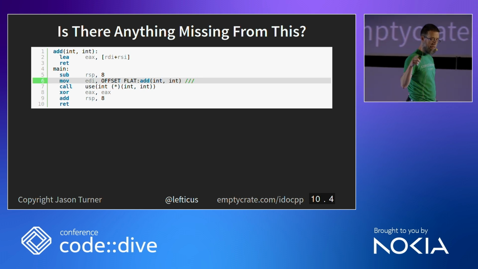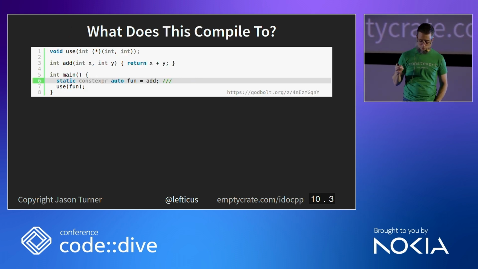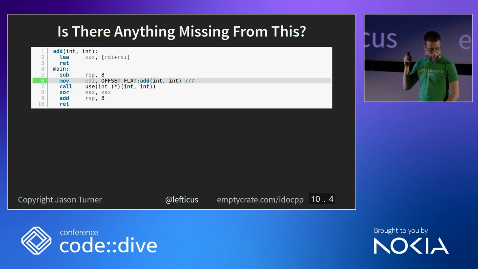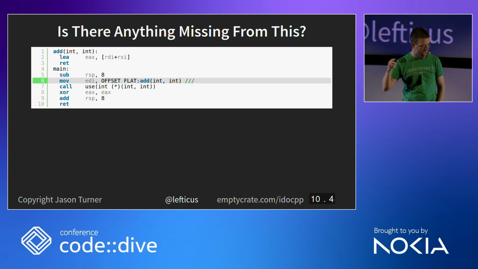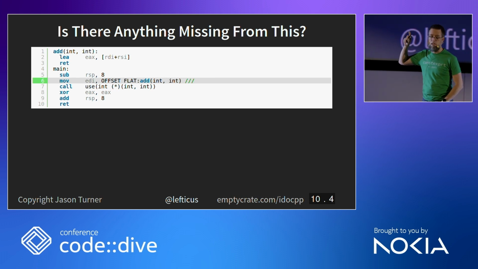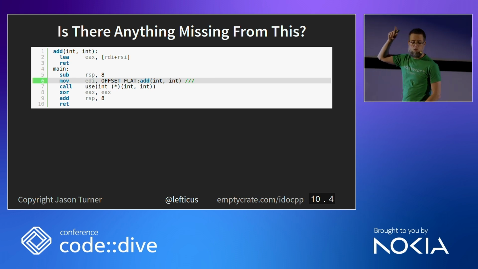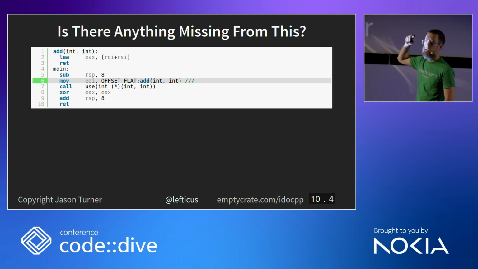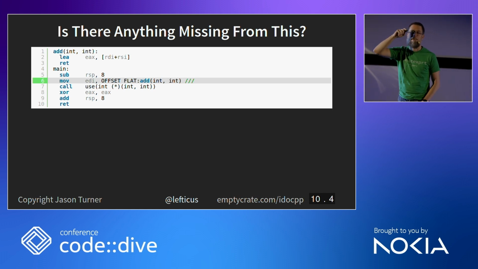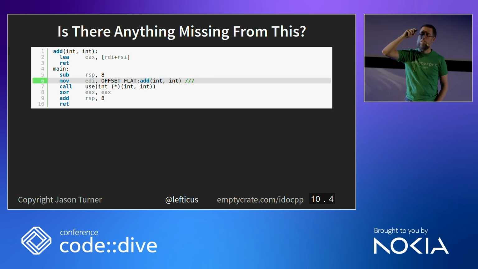This is a static constexpr object. It's moving offset flat colon add int comma int. Now I ask the question, is there anything missing from this assembly output? Now I'm going to see just how many of you are familiar with what level with compiling and linking and, what's that?